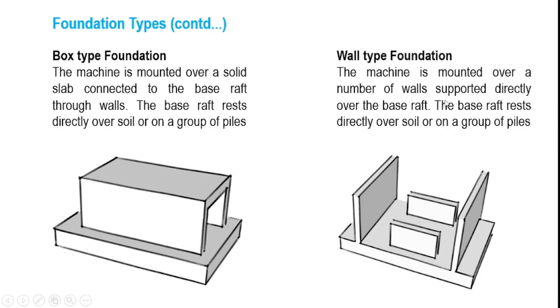The next one is the wall type foundation. So the wall type foundation essentially consists of a series of walls of different dimensions that directly supports the machine to the base raft. Okay, and the base raft again can directly support on the soil or through the piles. So for example, here you can see that there are two main walls that essentially provide the main support to the machines, and there are also two smaller walls that support other components of the machine.